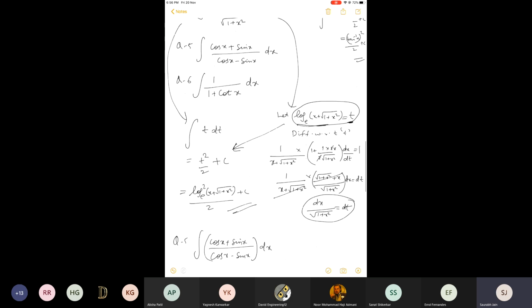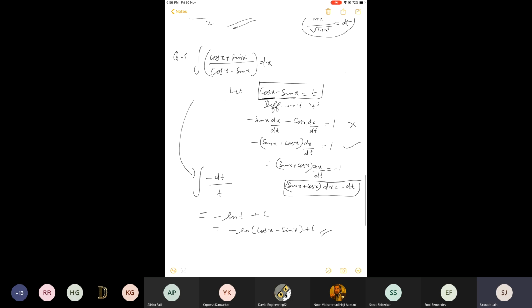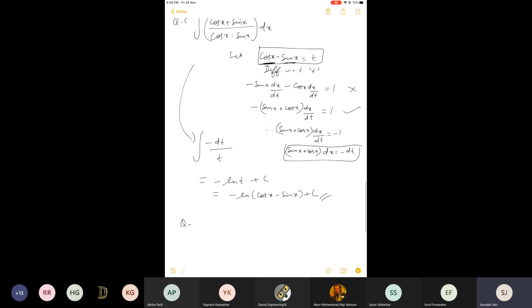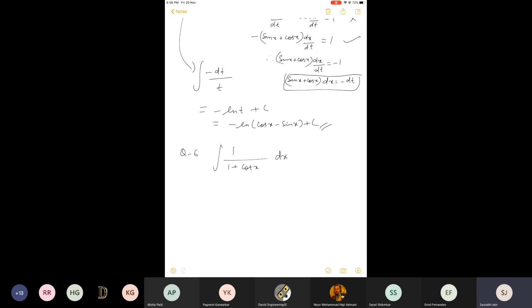Now let us solve the sixth one. 1 upon 1 plus cot x. In this question, you may not be able to solve the question by substitution directly. Because if you put cot x equal to t, it won't help you. So let me tell you what are the steps.